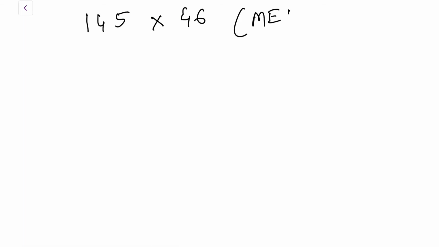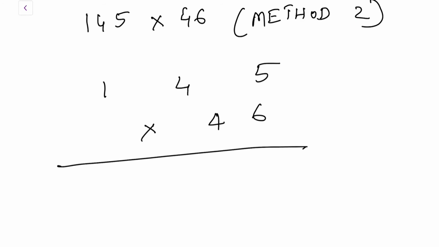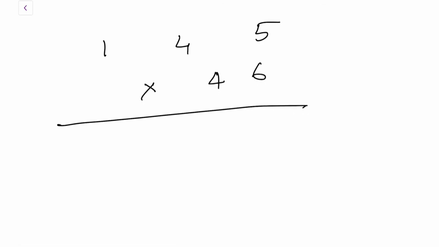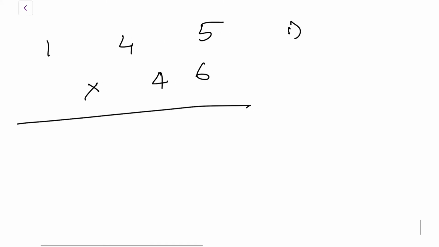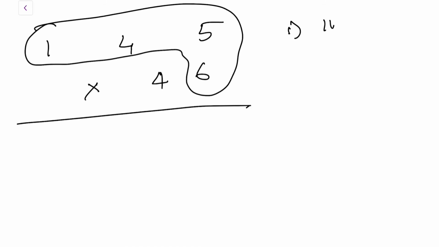Okay, now let's solve the following. 145 into 46, but this time we are going to use method 2. How is it different from method 1? Observe. Okay, so I'm going to write it as 145 into 46. This is your question. Remember, here again it is multiplication by 2 digits. 46 is a 2-digit number. So first step, do 145 into 6.